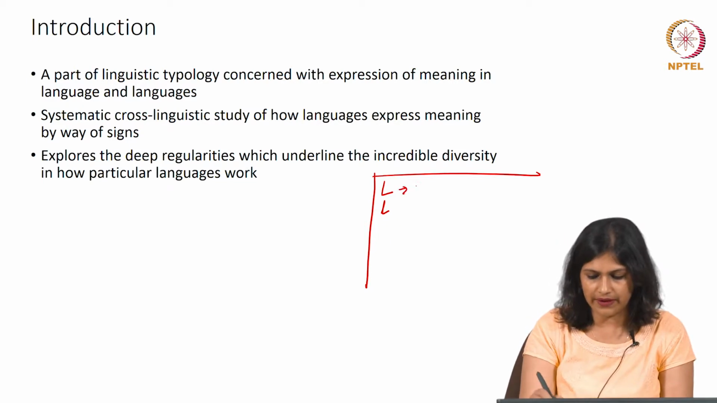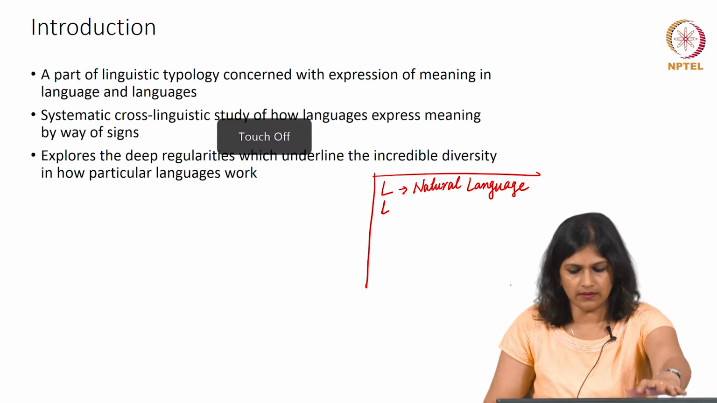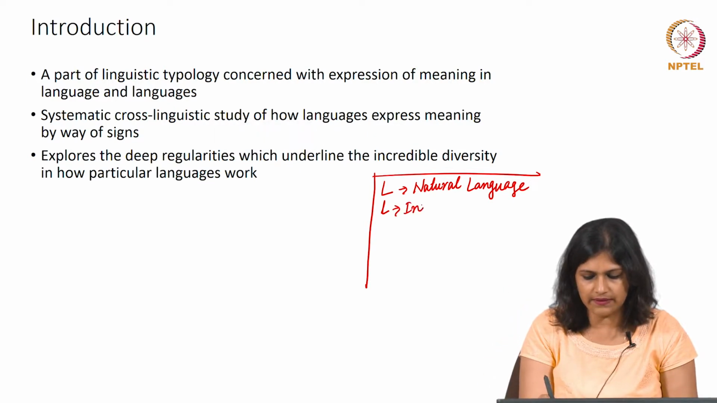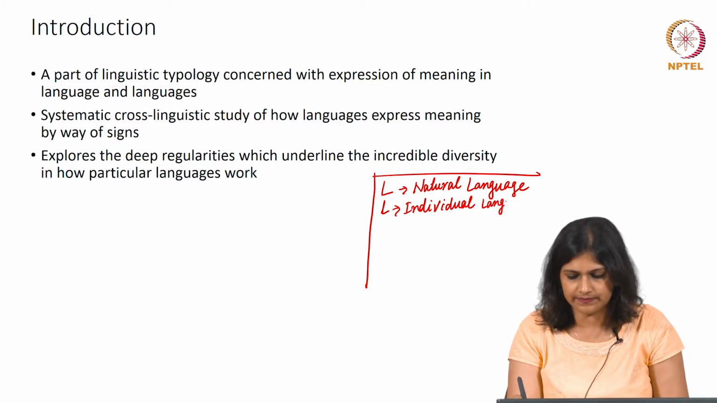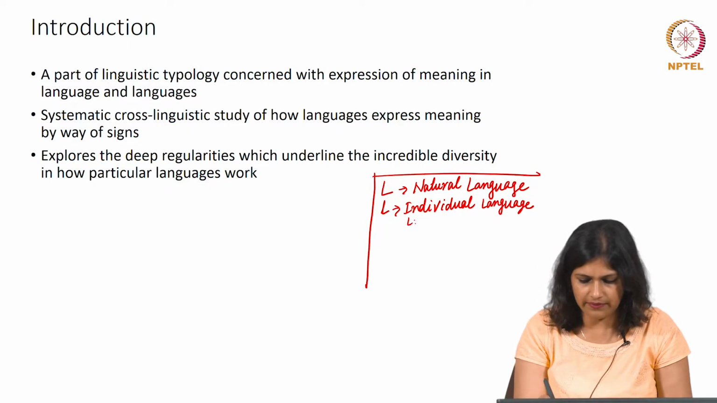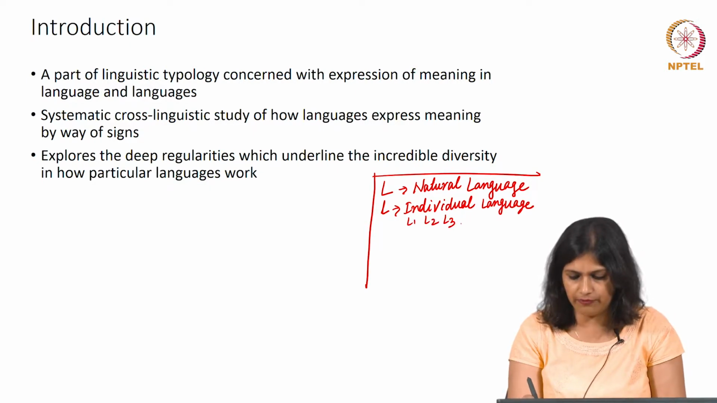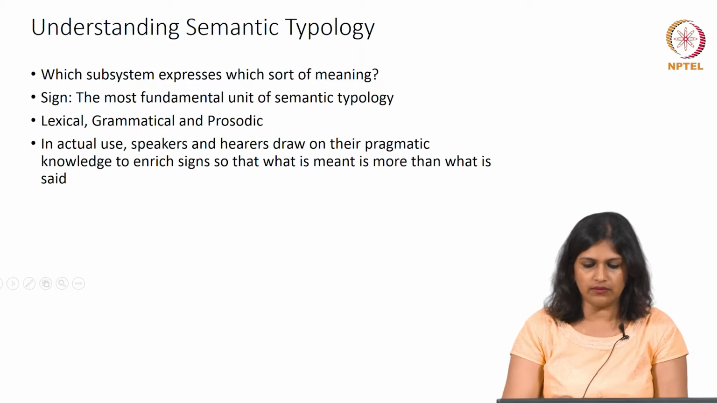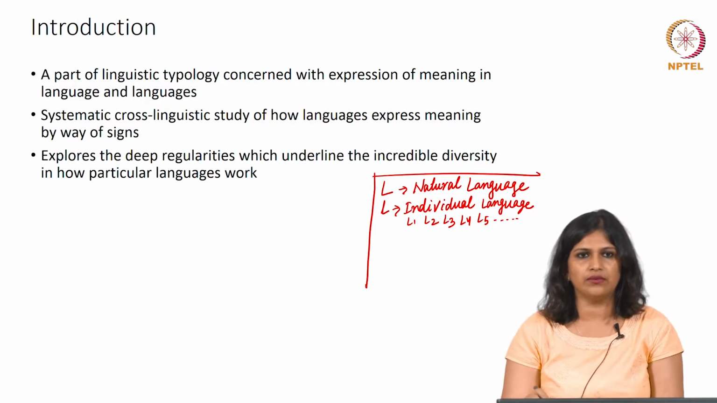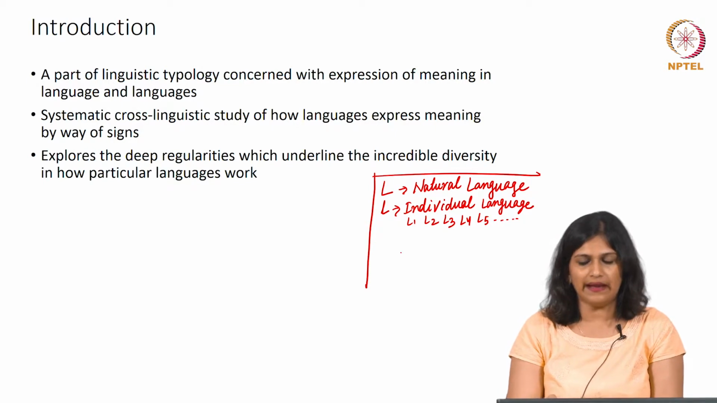Big L refers to natural language as a whole, and small l refers to individual languages. Just to reiterate what we have been talking about regarding language and linguistics: individual languages can be L1, L2, L3, L4, L5, etcetera. If you are a multilingual speaker, then you would have several of these. So, big L is natural language, and small l is the individual language.